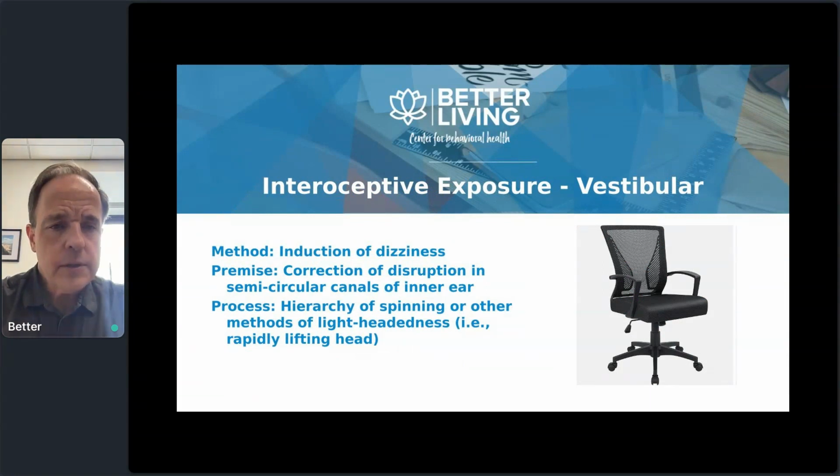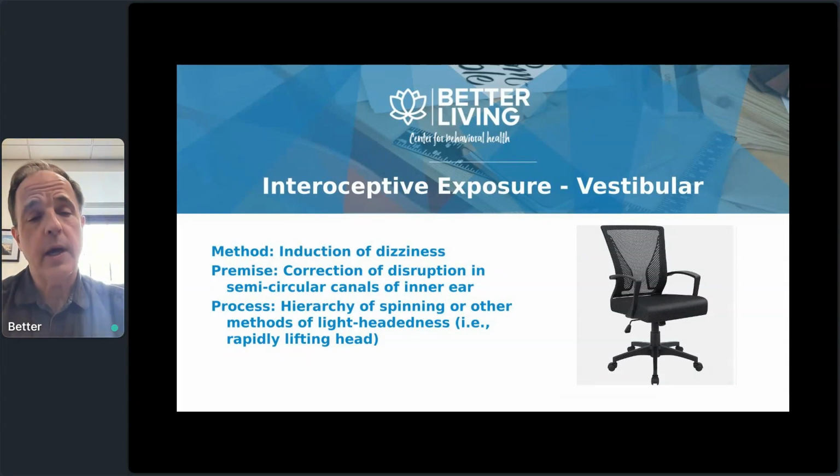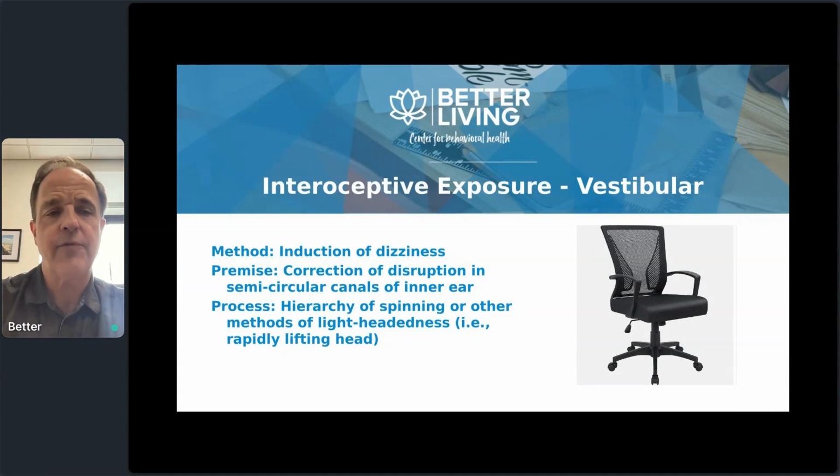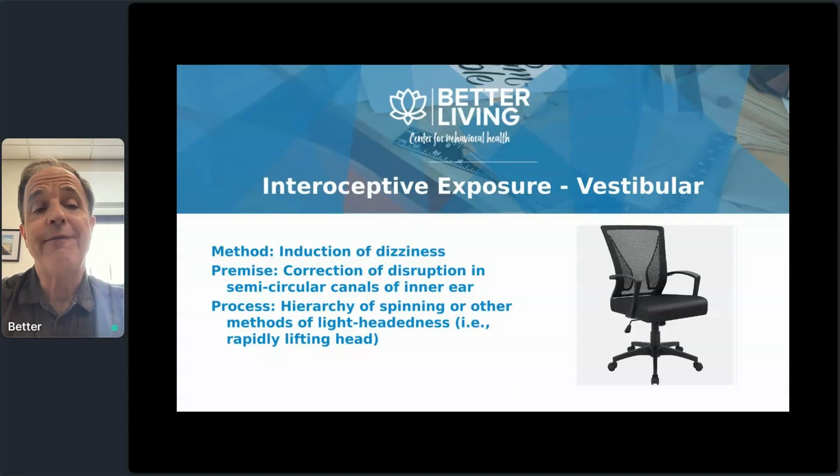The vestibular type of panic is based upon dizziness. Now, you could do it in two ways. One, the premise is that you're correcting a disruption in the semicircular canals of the inner ear. So let's be clear, vestibular is as opposed to someone suffering from vertigo, which, by the way, medical treatment for vertigo, in addition to people taking different steroids and other medications that are hypothetically supposed to reduce different kinds of inflammation, does also involve some measure of feedback.